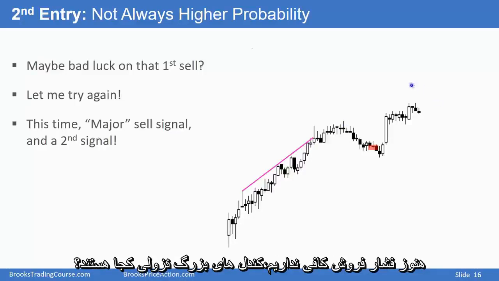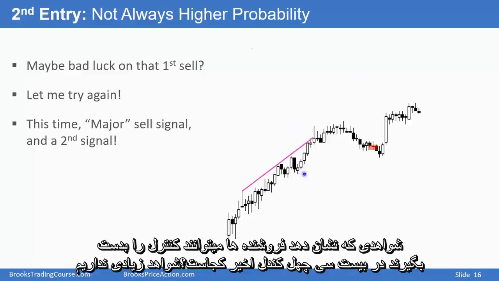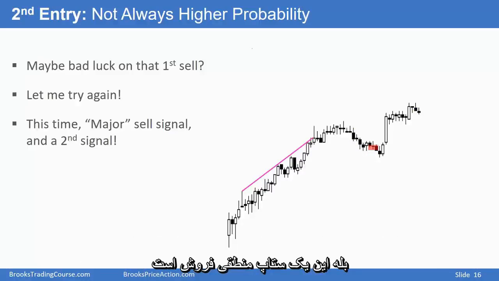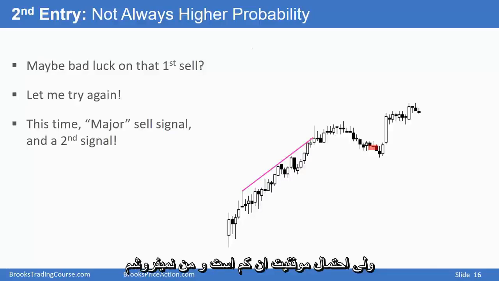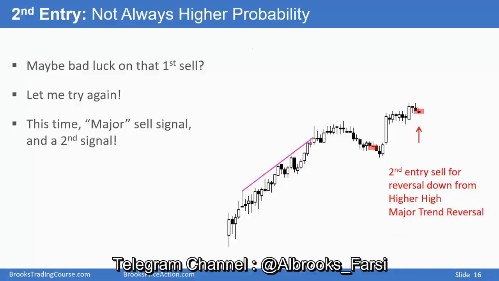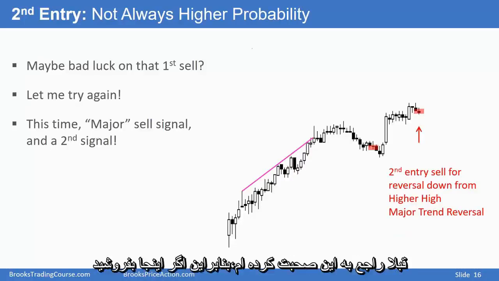Where are the big bear bars? Where is the evidence in the past 20, 30, 40 bars? Where's the evidence that the bears can take control? This is not much evidence. Yes, it's a short, and it's a reasonable short, but it's a very low probability short, and I would not take it. I've talked about this before as well.